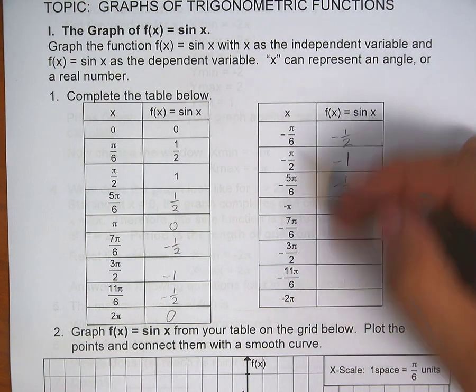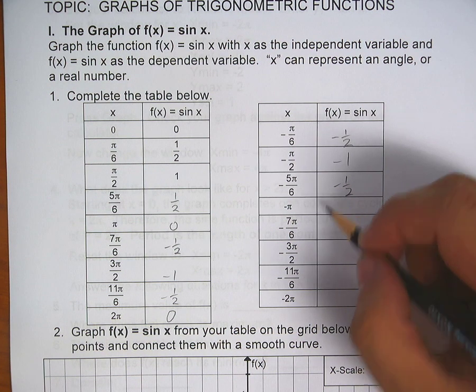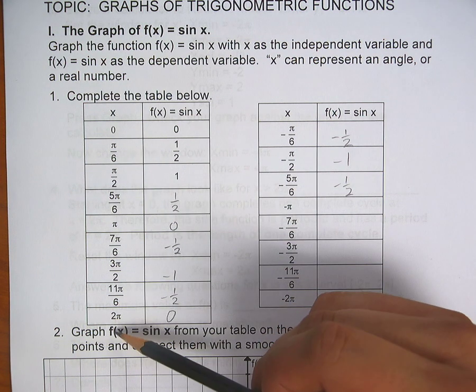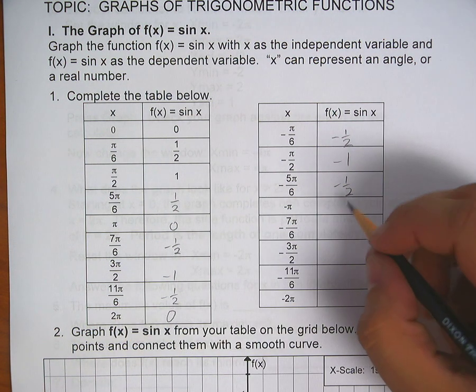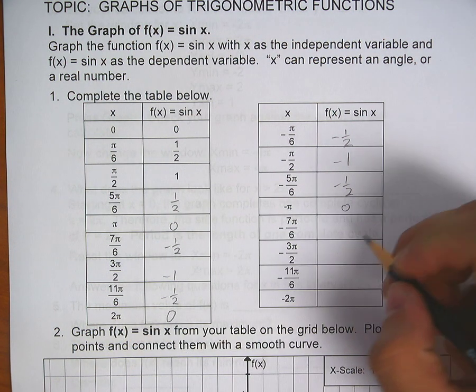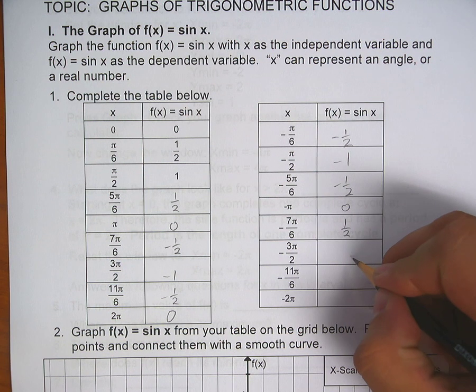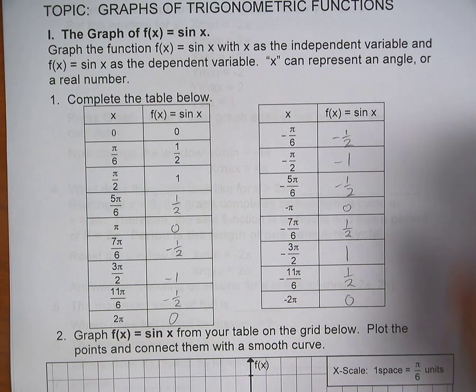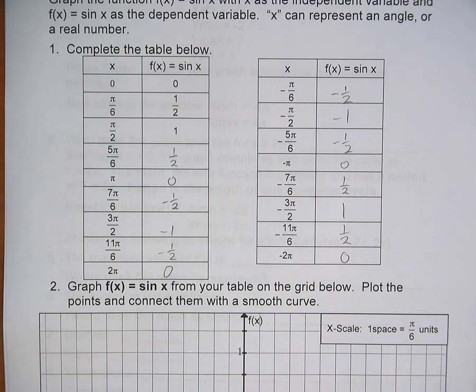Now notice we're on the negative portion of this now. So it looks like we're going from negative 2 pi up to 2 pi. Negative pi is 0, 1/2, 1/2, and 0. Okay, so very easy idea here.